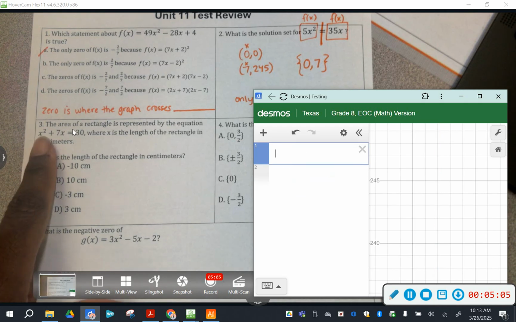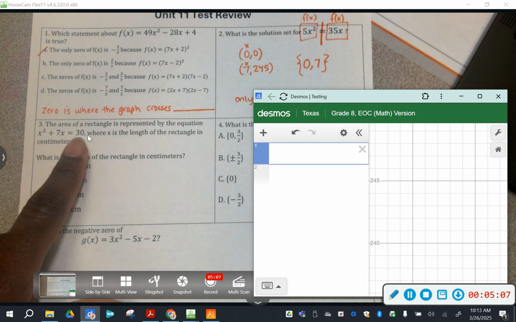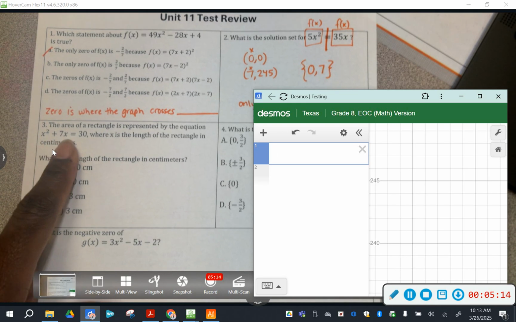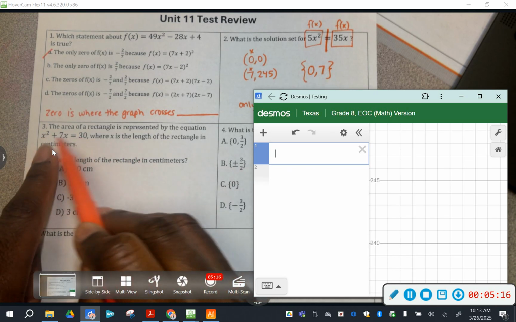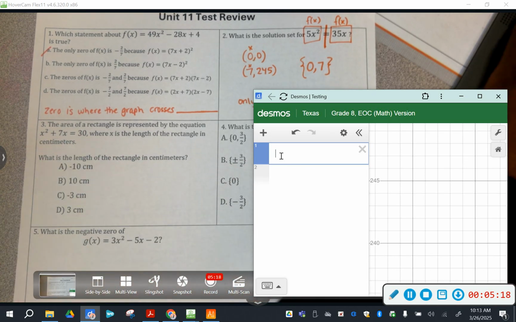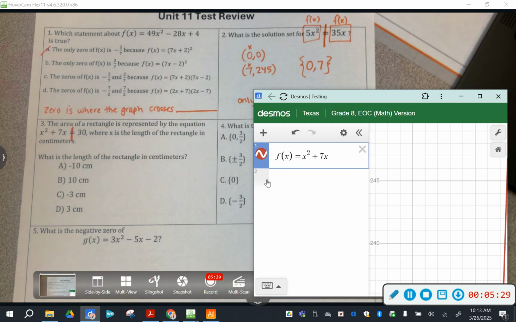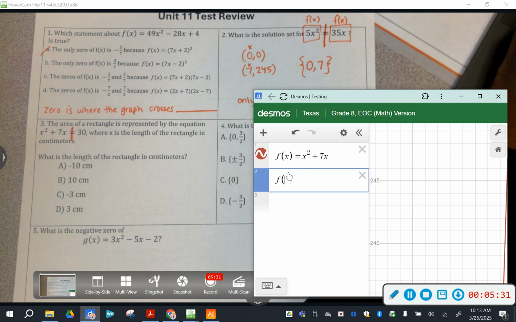Oh, look, we are happy. Remember in the beginning, I told you why we were happy. The area of a rectangle is represented by the equation. You're happy if you see an equation. Now remember, you're going to have to turn this equation into your two functions, f of x, or you could use y equals if your teacher told you y equals, plus 7x. And your equal sign is your stop sign. That means stop typing right there and move on to the next function.